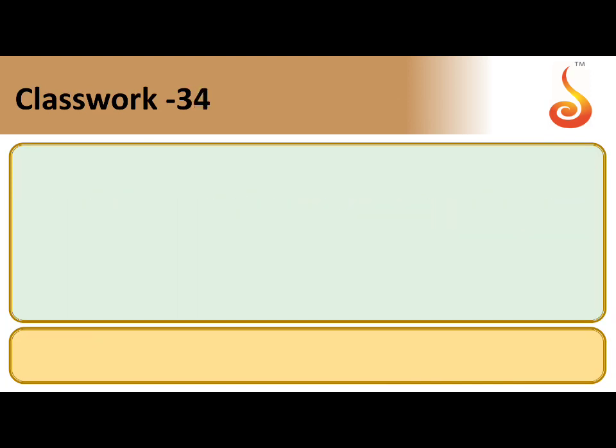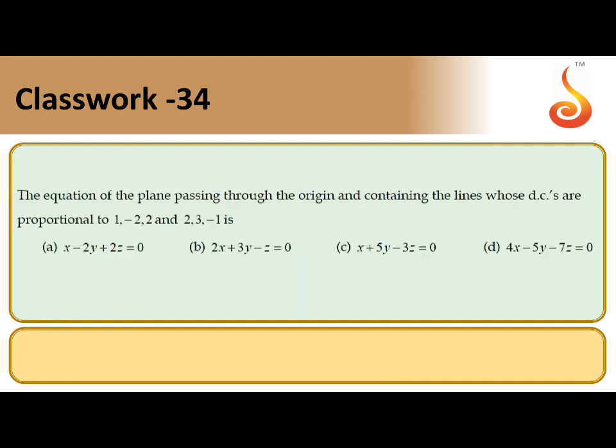The next question: the equation of the plane passing through the origin and containing the lines whose DCs are proportional to 1, minus 2, 2 and 2, 3, minus 1. So you want the equation of a plane passing through a point: the determinant with rows x minus x1, y minus y1, z minus z1; a1, b1, c1; a2, b2, c2 equal to 0. This is the equation of the plane passing through a point and having DRs proportional to these numbers.